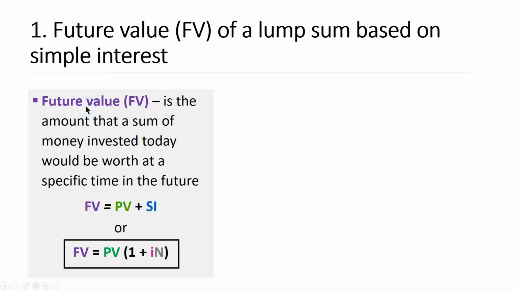Future value is simply the amount which a certain sum of money invested today will be worth at specific time in the future. And to calculate future value based on a simple interest, we take the present value, the initial sum and initial invested capital, and we add the simple interest we've earned. Or alternatively, we can apply this formula. This is the formula which you will use more frequently. Future value is equal to the present value, initial sum, times 1 plus interest times number of periods.